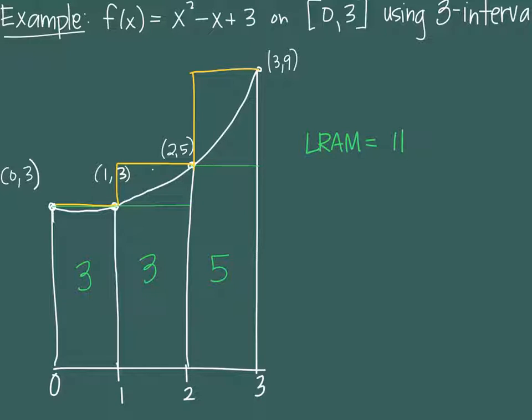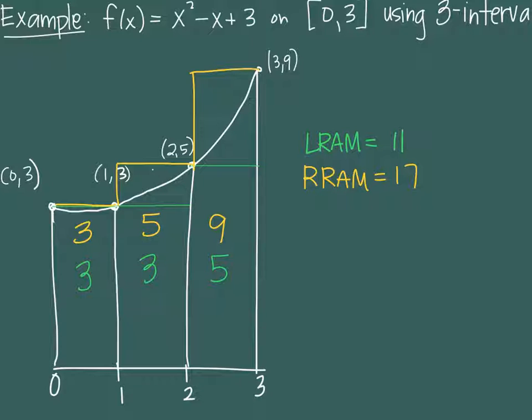When you have an increasing function, the LRAM will always underestimate, and the RRAM will always overestimate. Okay? You do not use concavity in this case. For RAM, you only look at the increasing or decreasing nature to tell whether you're going to over or underestimate. All right, so my RRAM is going to be 3 again, then 5, then 9. So my RRAM will be 17.